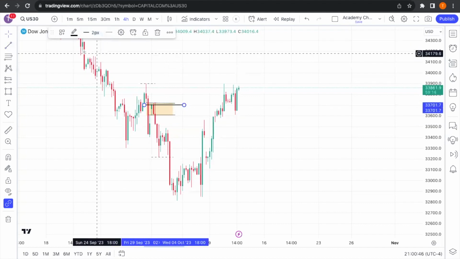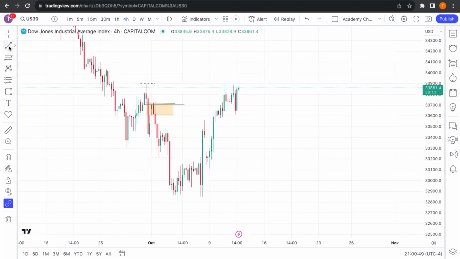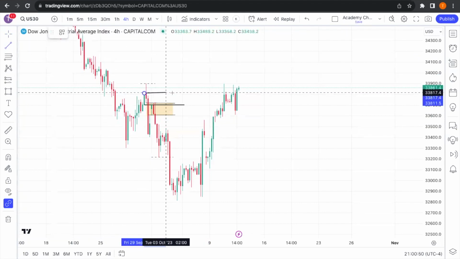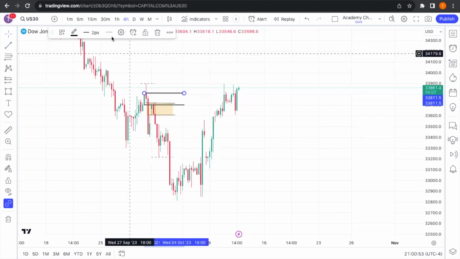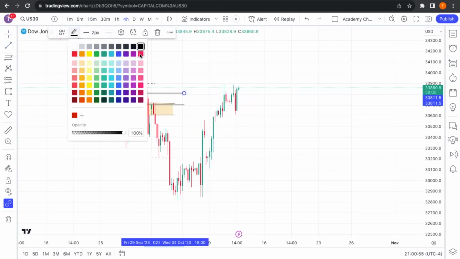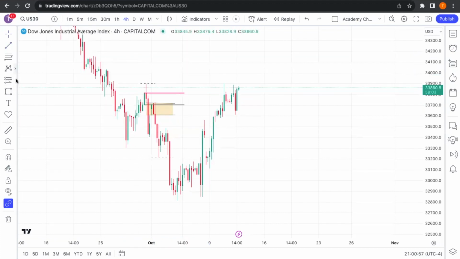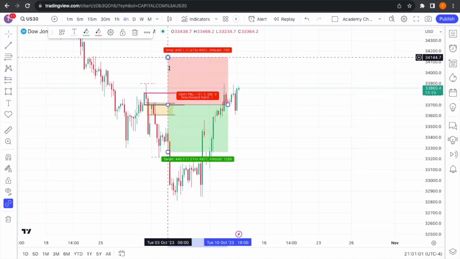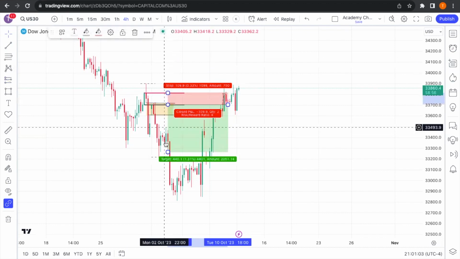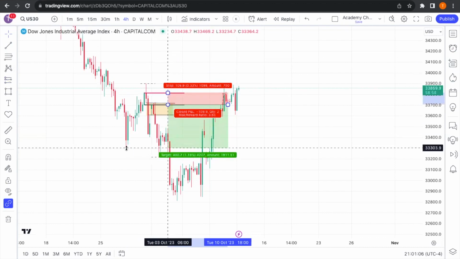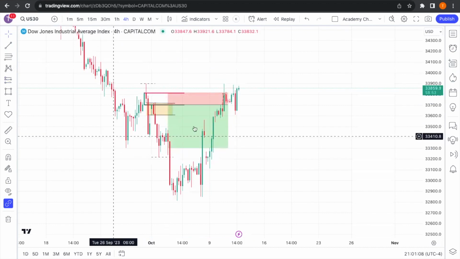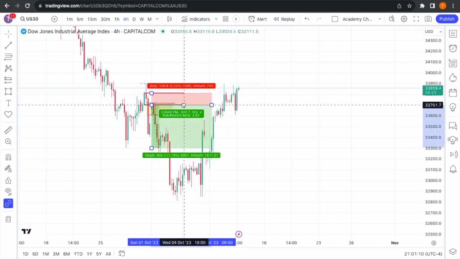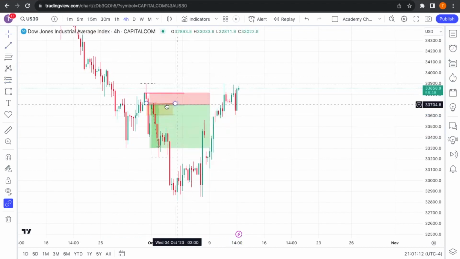So this would be our entry. And then right here at the top of the order block would be our stop. So our setup, again, would look like this. And we'd look for at least that new low to be broken. So you see that trade.